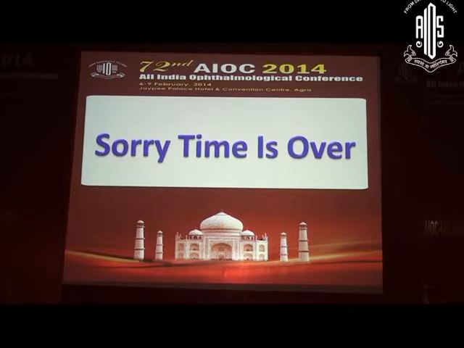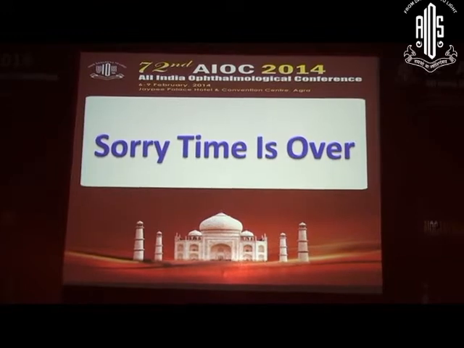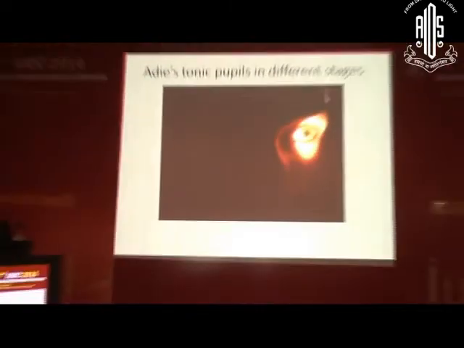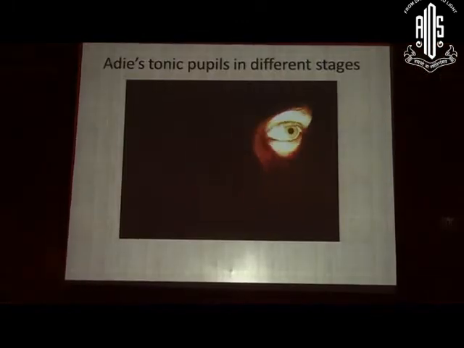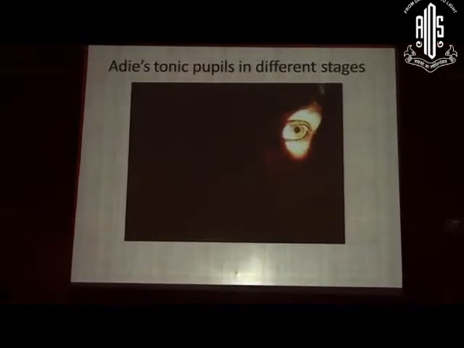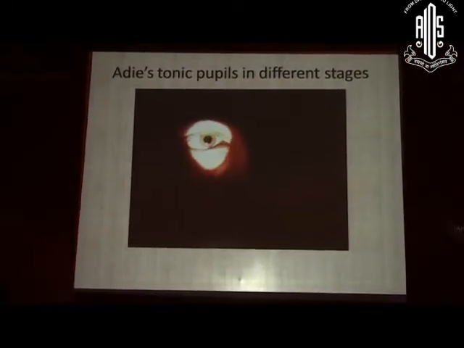I'll show you a video of Adie's pupil. Here you have a patient who has bilateral tonic pupils, one eye which is more dilated than the other, and when you go from this, see the size of the pupils, it is different, and both are not reacting. So both are tonic. This is not pharmacological, this is just as the patient presented to me. So this is Adie's tonic pupils in both eyes in different stages.